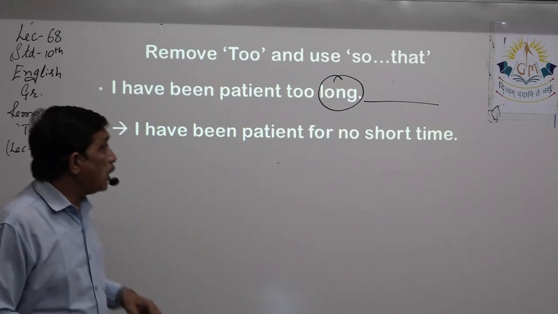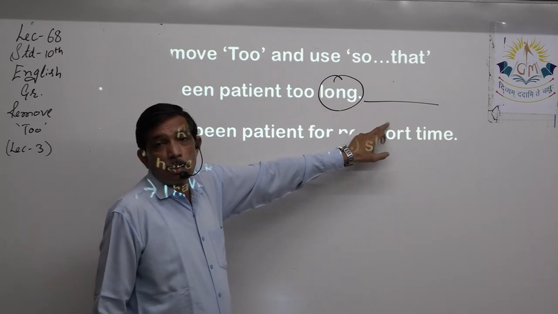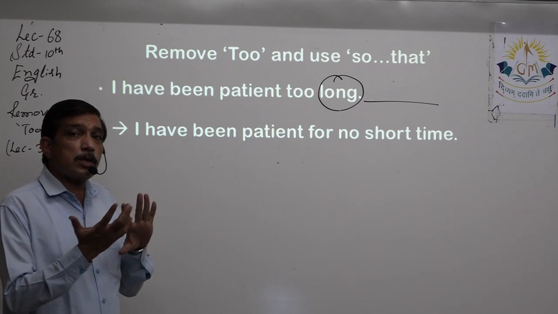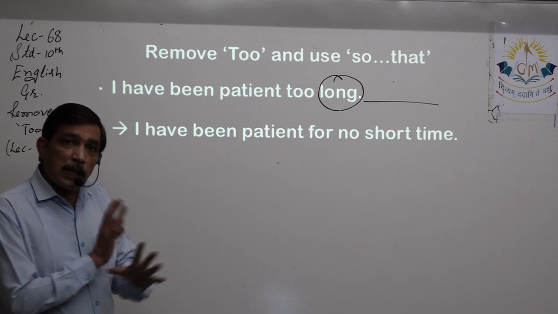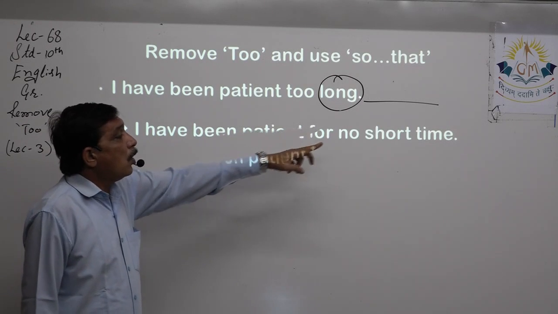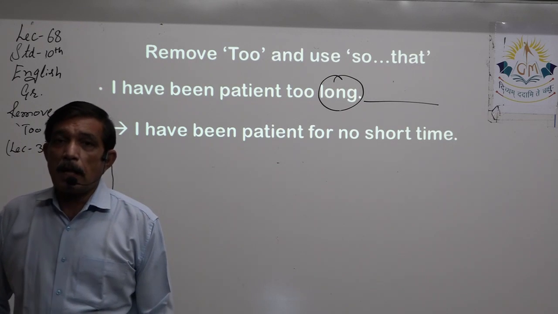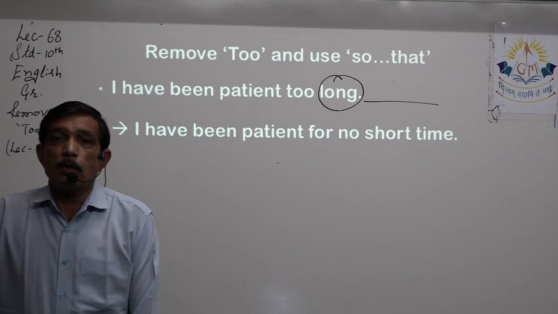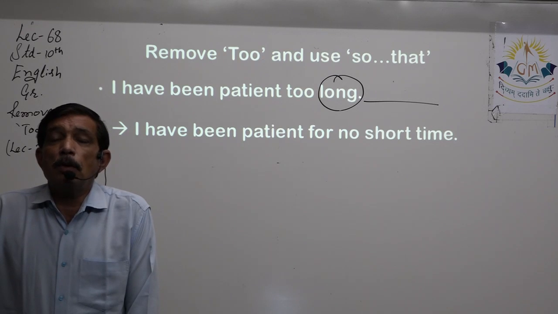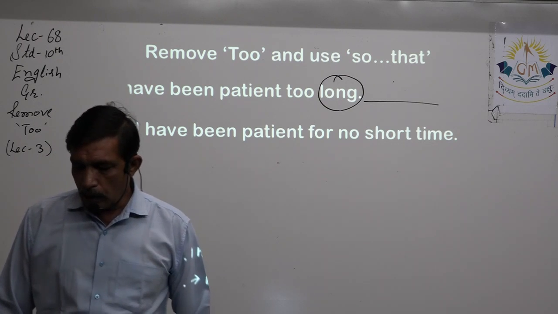make the antonym. Antonym for "I have been patient too long." The complement should be time. Too long a time, right? So we just use the antonym of long time, that is short time, and finish it off: "I have been patient for no short time." Yes, this example is to show you that every time transformation is not possible from "too" to "so that", unless you have something to complete it with. Without that, we cannot have the answer, right? So come to the next one.